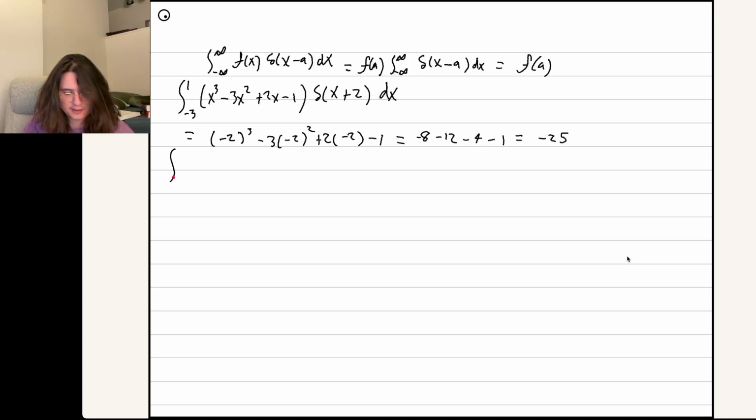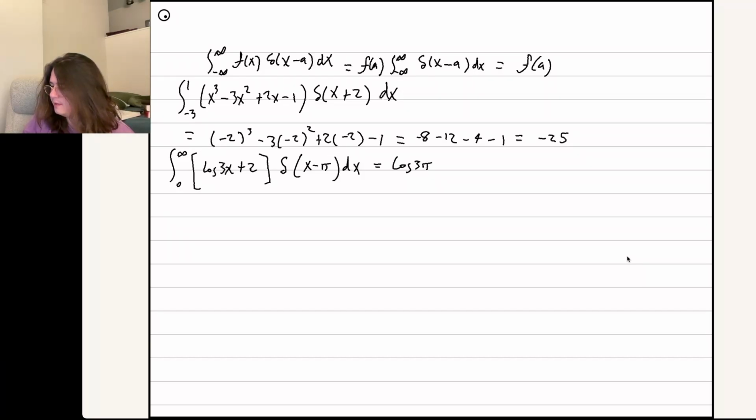The next one that Griffiths had us look at was the integral from 0 to infinity of cosine 3x plus 2 times the delta function x minus pi dx. And let me write that better. Pi is definitely in between 0 and infinity, so we can just say that this is going to be cosine 3 pi plus 2, and we know that cosine 3 pi is just minus 1, so we get 1 for this integral.